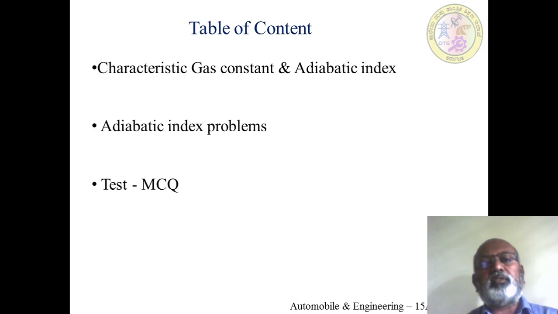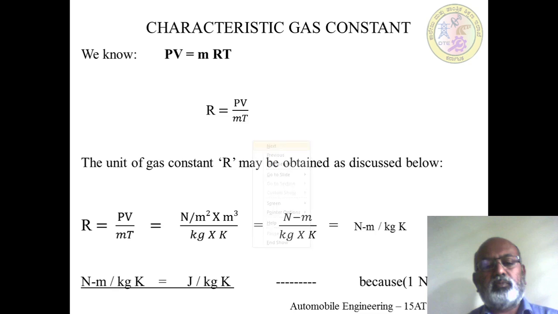In this class, we will study the characteristic gas constant and the adiabatic index, and some adiabatic index problems and multiple choice questions also. Characteristic gas constant: we know PV = mRT. After simplification, we get R = PV/(mT).